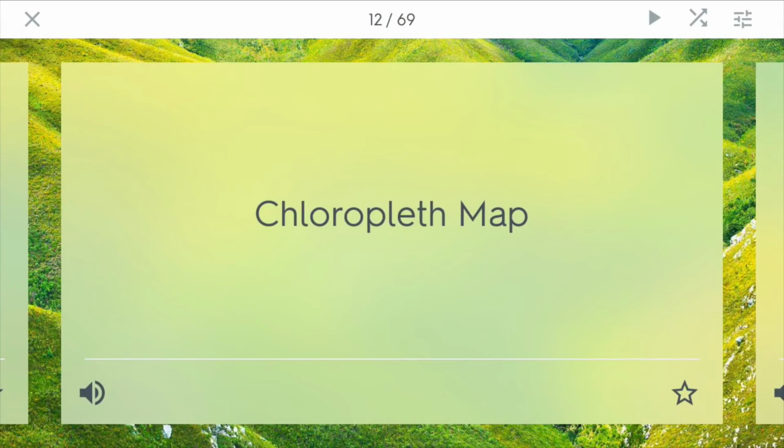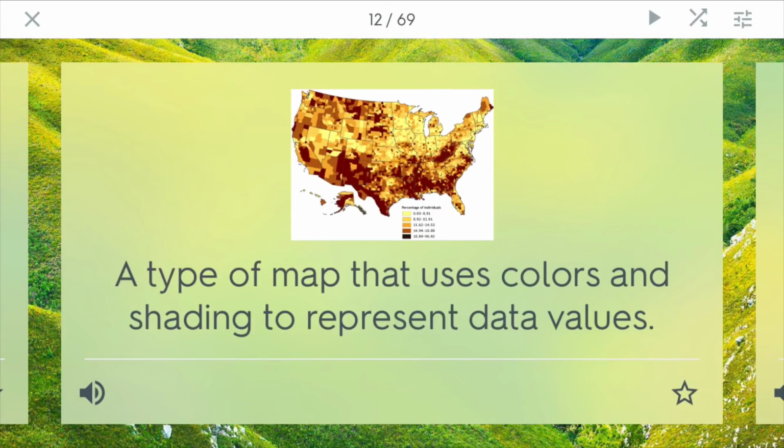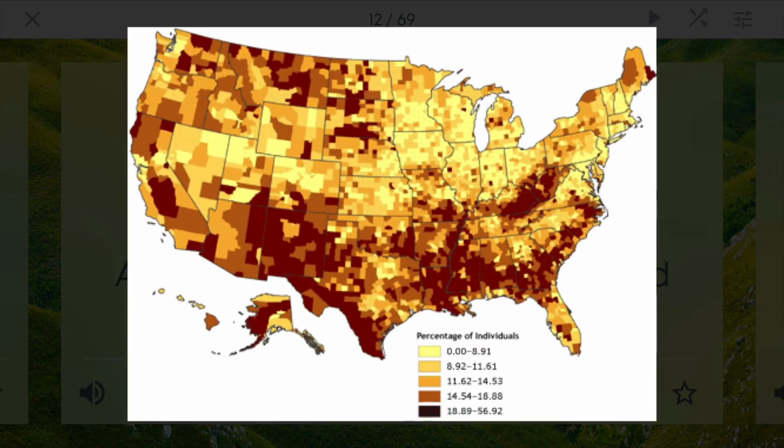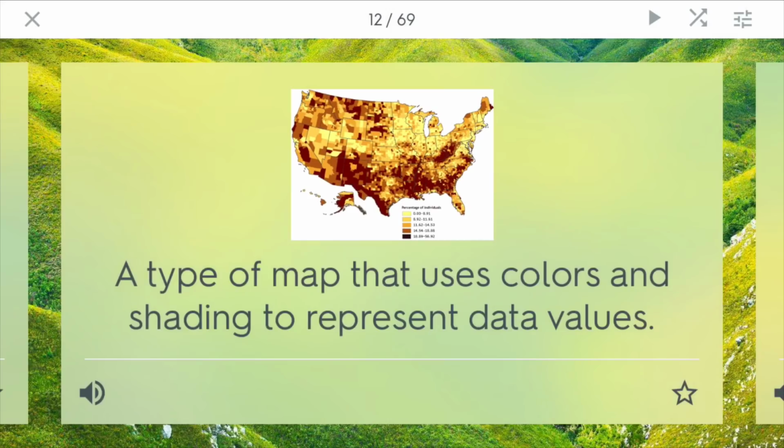There's also a choropleth. This is a type of map that uses colors and shading to represent different data values. So this map uses darker colors to show more dense areas, while lighter shades show less dense areas.